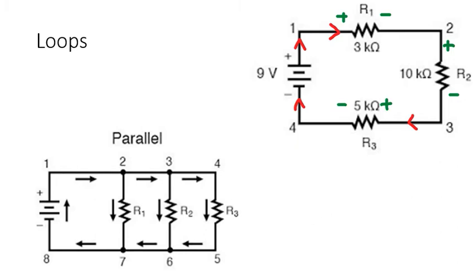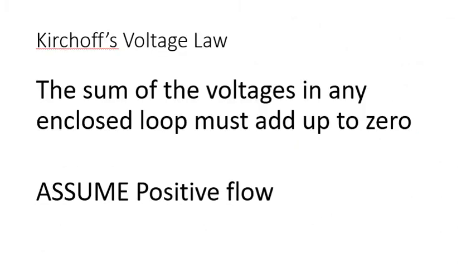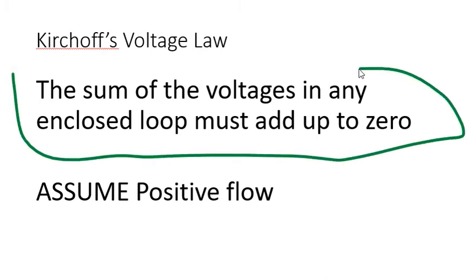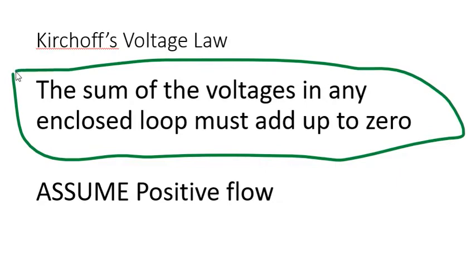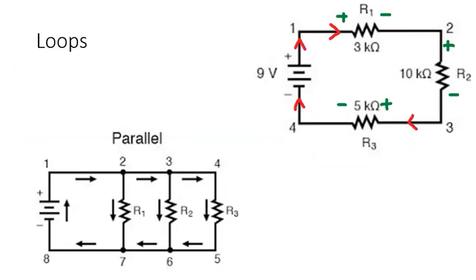Now, the law says the sum of the voltages in any enclosed loop must add up to 0. Sum of the voltages in any enclosed loop must add up to 0. Well, this circuit only has one loop, so not so bad. I will draw the loop. Now, it doesn't give me a place I have to start. It doesn't give me a direction I have to go. It just says if you draw a loop, the voltages are going to add up to 0. So I tend to start at the same place, but you don't have to. Right? So I'm going to start here.